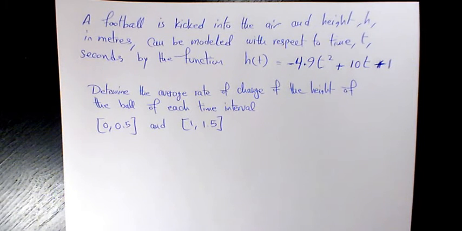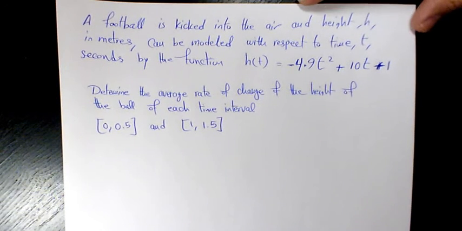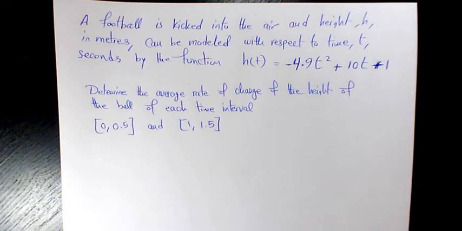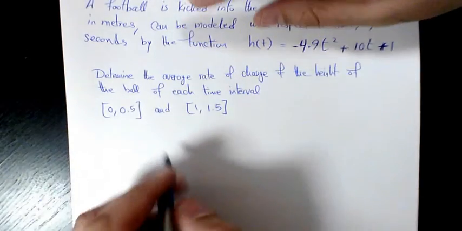It says a football is kicked into the air and height h in terms of meters can be modeled with respect to time t in terms of seconds by the function h of t equals negative 4.9 t squared plus 10t plus 1. Now we have two questions. Determine the average rate of change of the height of the ball for each time interval from 0 to 0.5 and from 1 to 1.5.